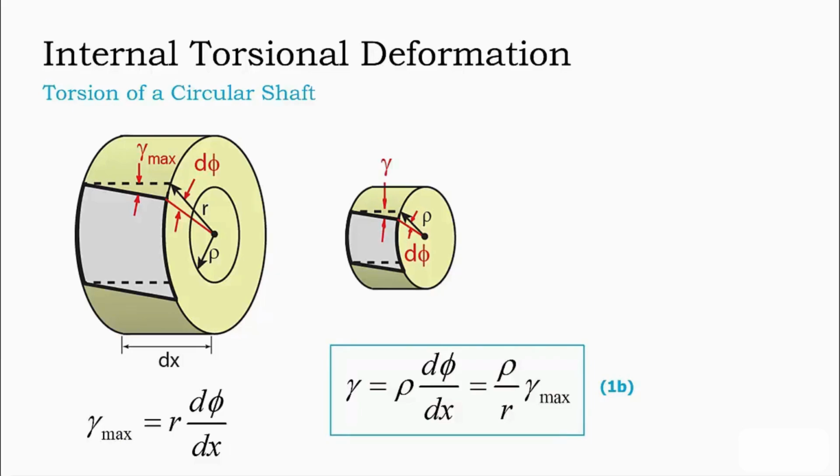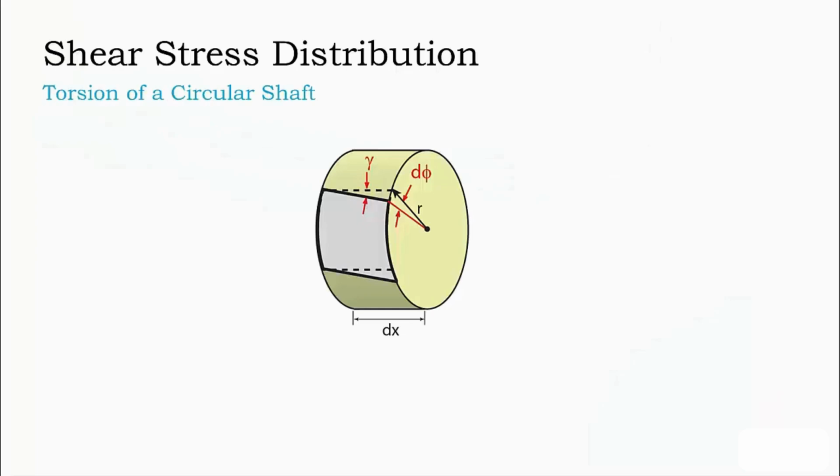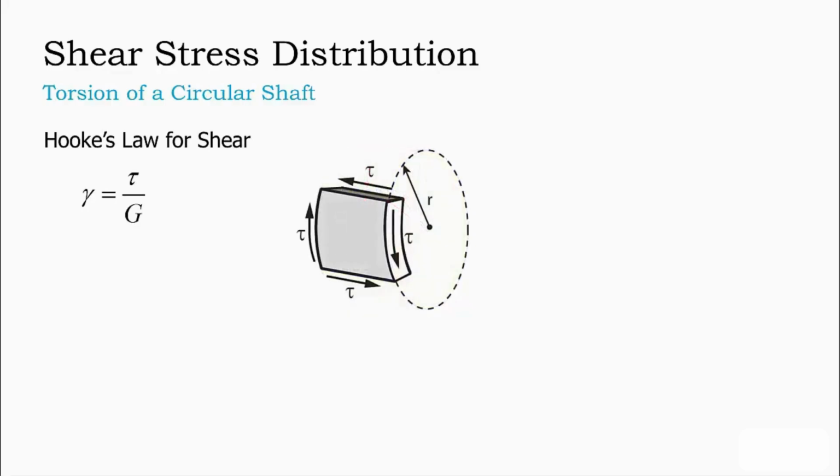From this simplified expression, it becomes apparent that shear strain varies linearly with radius rho, starting from 0 at the center of the shaft and increasing to a maximum at the outermost surface of the shaft. In order to transform the strain distribution into stress, it is necessary to recall Hooke's law for shear as shown here. It is also necessary to visualize the pure state of shear stress acting on our infinitesimal element that will cause the shear deformation we observe. Finally, we must recall the linear shear strain distribution from the previous slides.